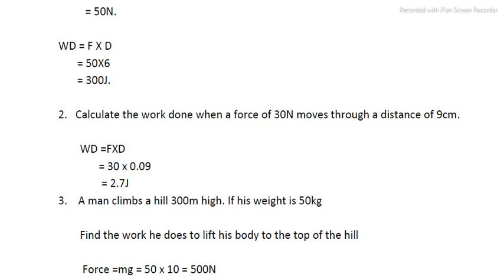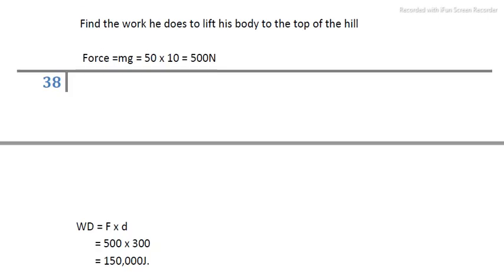So the force is mass times the acceleration due to gravity, which is 500 newtons. After getting the force, that is 500 newtons, we shall now substitute in our formula for finding the work done. That is force times distance, which is the 500 newtons times the 300 meters, to give us 150,000 joules as the work done.